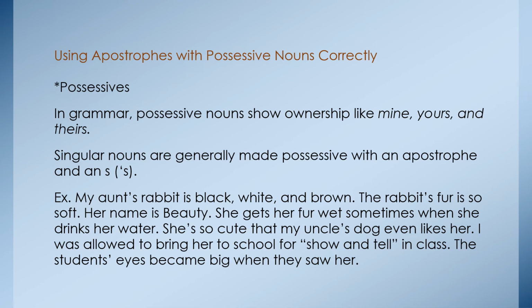My aunt's rabbit is black, white, and brown. The rabbit's fur is so soft. Her name is Beauty. She gets her fur wet sometimes when she drinks her water. She's so cute that my uncle's dog even likes her. I was allowed to bring her to school for show and tell in class. The students' eyes became big when they saw her.